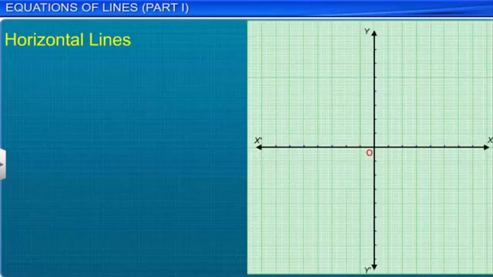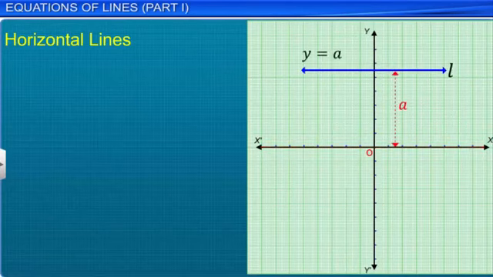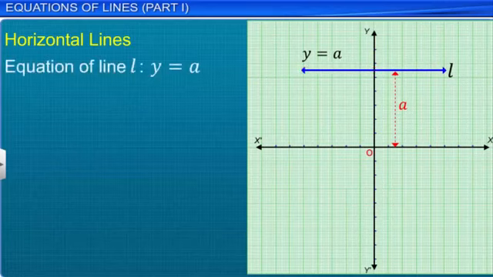Let us start with equations of horizontal lines or lines that are parallel to the x-axis. Consider a horizontal line L that intersects the positive side of the y-axis at a distance a from the x-axis. The y-coordinate of every point on line L at any position is a. Thus, the equation of line L is y is equal to a.